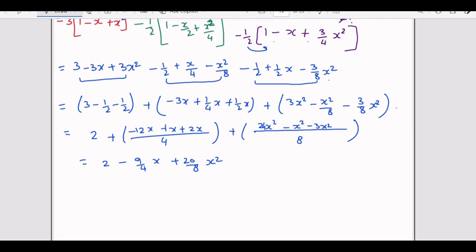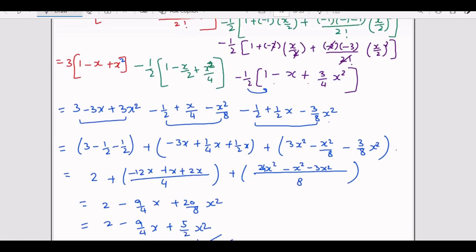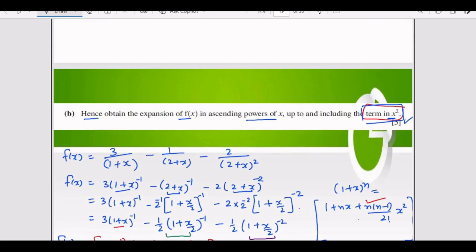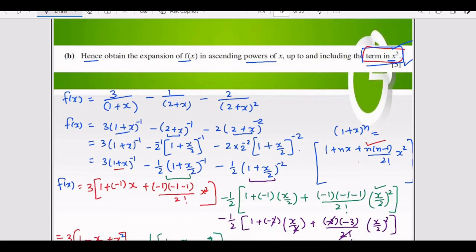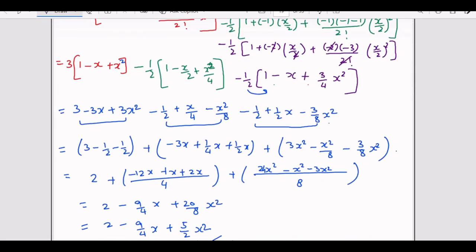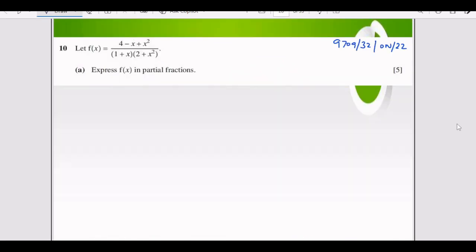Now we can simplify this one. This is 2 minus this is 9 over 4. We cannot split this, but these both can be divided by 2. I mean 4 times 5, 4 times 2 x squared. So this is our final answer. That gives us the terms up to, that includes a term in x squared. So we got first 3 terms.